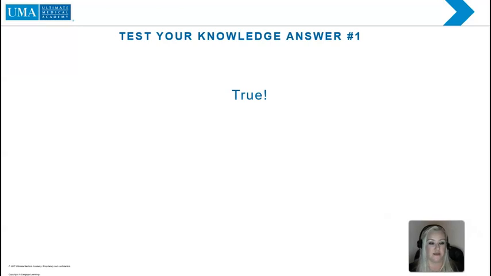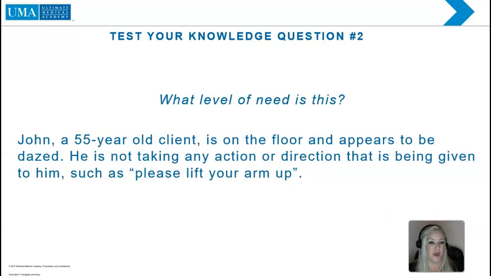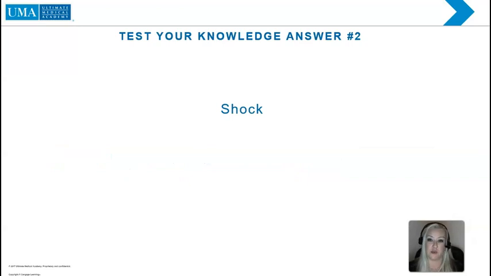Okay, let's look at our test your knowledge question number 2. What level of need is this? John is a 55-year-old client. He is on the floor and appears to be dazed. I see some kind of keywords here we looked at earlier. He's not taking any action or direction that is being given to him, such as please lift up your arm. So I see a failure to act. The client appears to be dazed. So what level do you think that is? That would be shock. In that situation, they're not acting, so we're having to act for them.